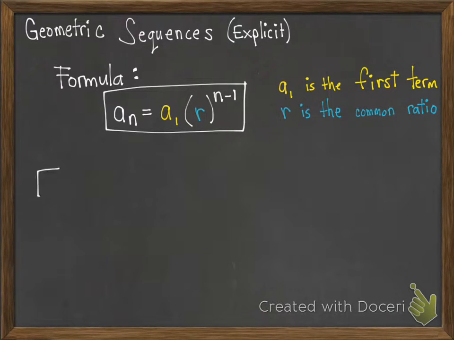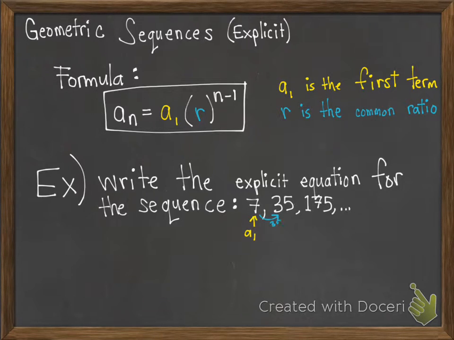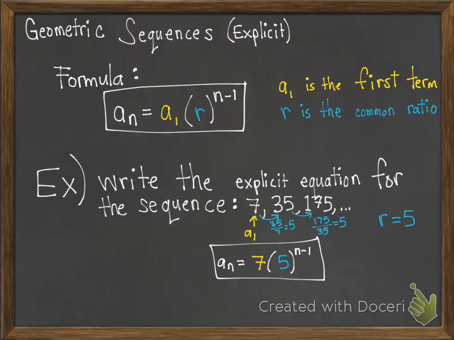each time. If I want to write the formula for a sequence, I have to be able to find the first number and also what it's multiplying by. If we have the sequence 7, 35, 175, etc., the first number is 7, and if we divide, we can see that it's multiplying by 5 each time, so the common ratio is 5. If we plug those numbers into the formula, we get an equals 7 times 5 to the power of n minus 1, since the formula starts at 7 and then multiplies by 5 each time.